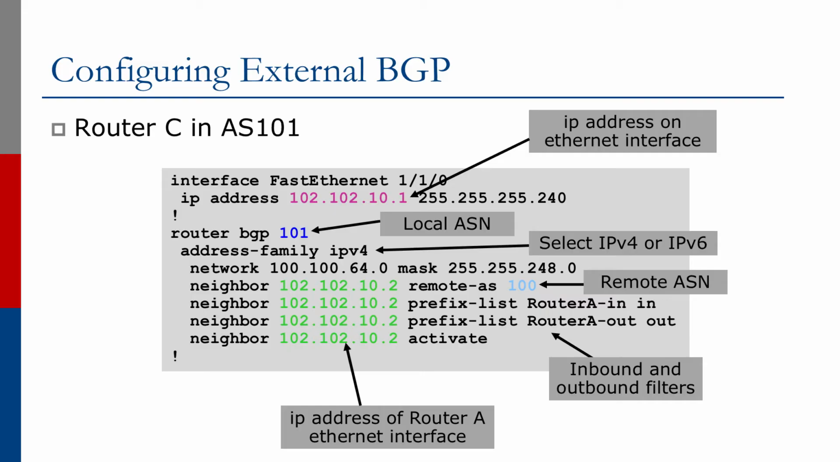Now let's look from the point of view of router C in AS101. This is very much a mirror image of the configuration of router A. There's router BGP 101, because this router is in AS101. The neighbor statements point to the IP address of router A, and the remote AS is 100. The eBGP session won't come up until both sides have been configured.